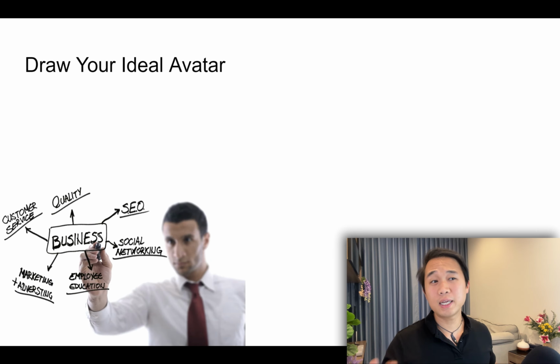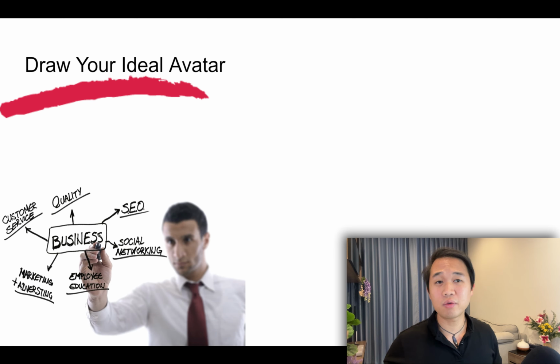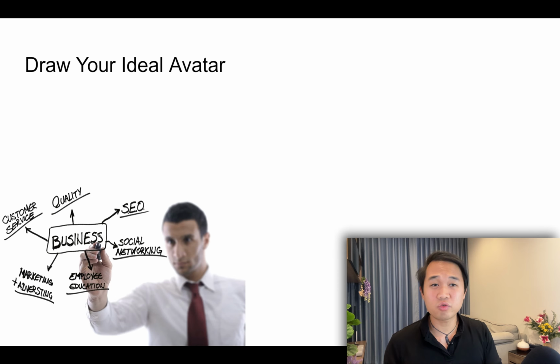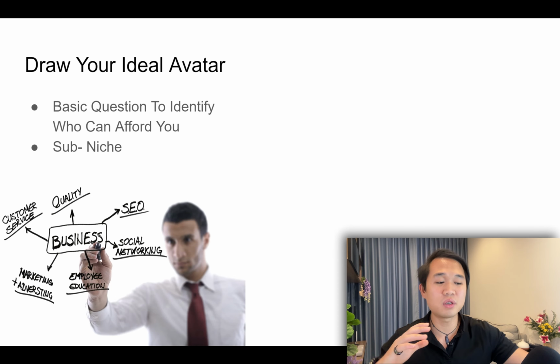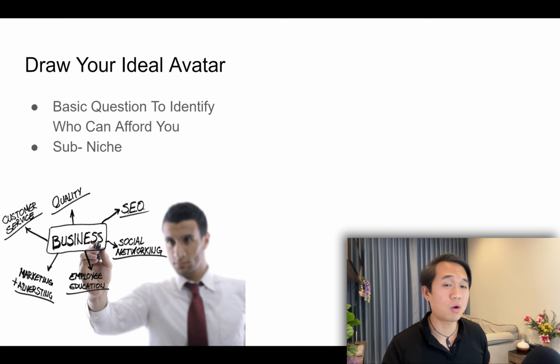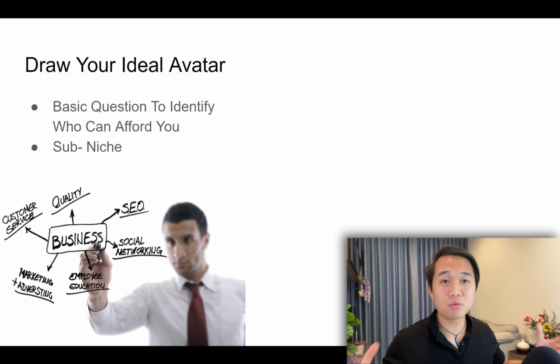The next thing you need, guys, is to draw your ideal avatar. Within that industry, for example real estate, there are so many sub avatars and sub niches that you can choose from. For example, there's buyer agent, seller agent. You could pick a real estate agent who's doing 20k a month, or a real estate agent who makes at least 1 to 2 sales a month.